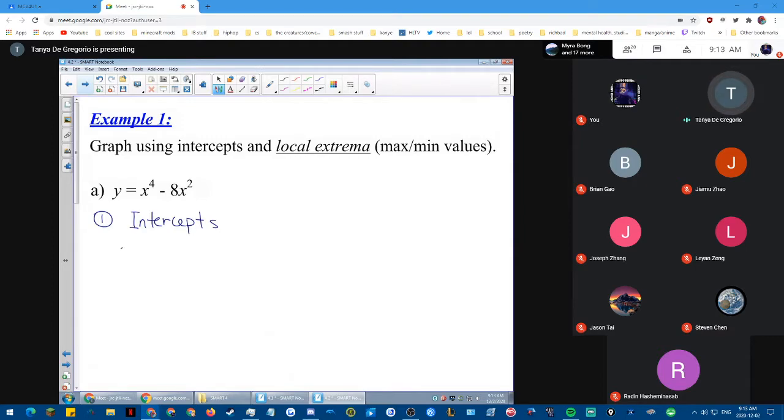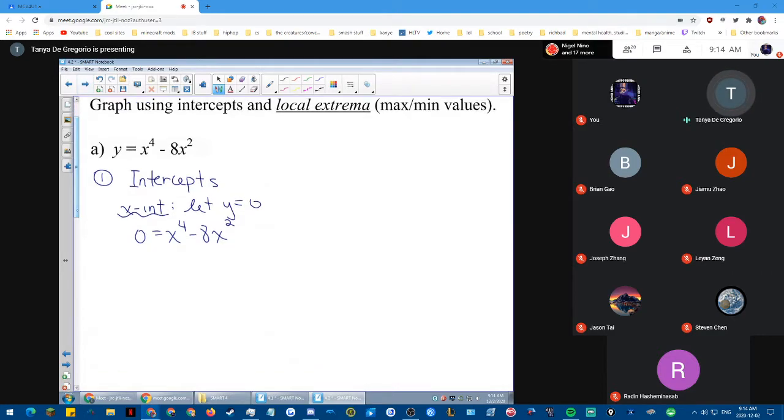Okay, so let's start with an x-intercept. How do you find an x-intercept? Good. You let y equal 0. So here I have 0 equals x to the 4 minus 8x squared. So for me now to solve for x, what should I do? Yeah, good. We always factor, right? So what can I factor out, Logan? Good. And then I have, okay? And then from here, what is this concluding?